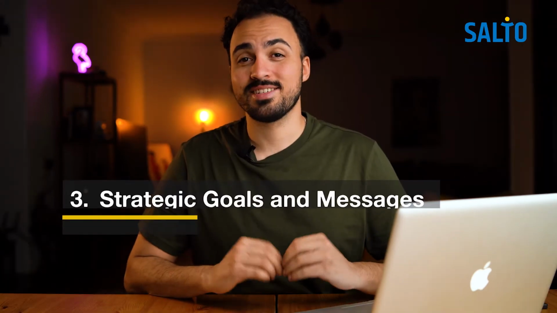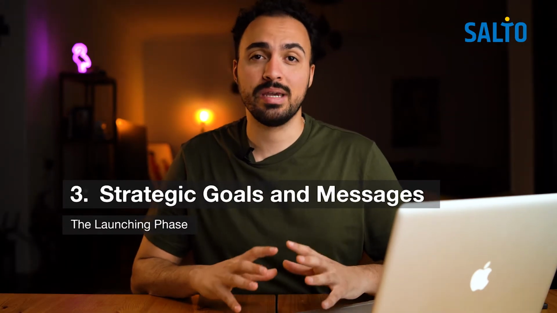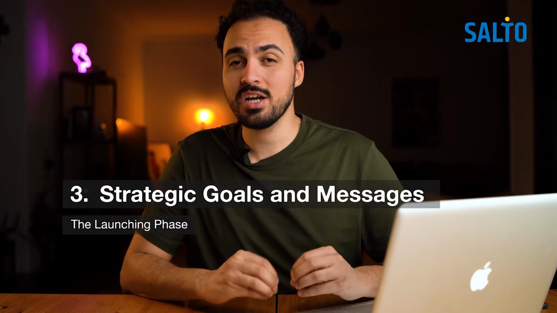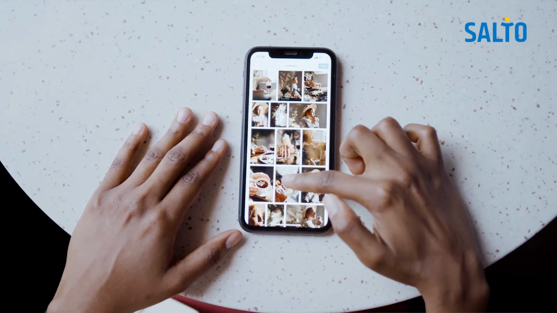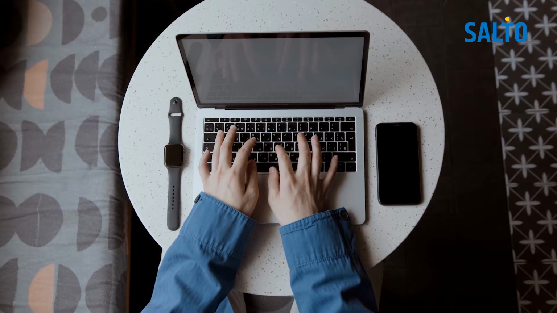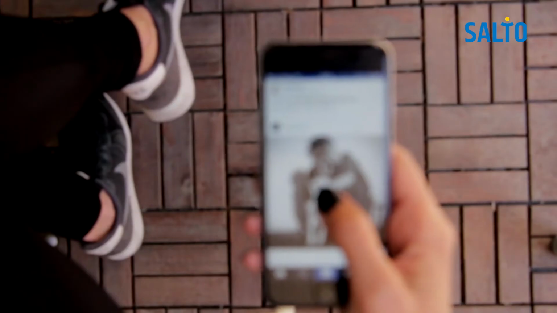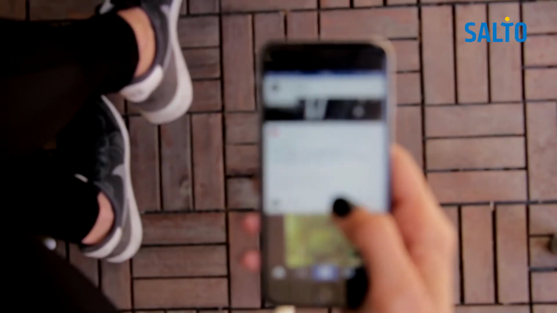Moving on to setting strategic goals and creating campaign messages. But the question is, why should you set goals for your content marketing? A lot of organizations create content that gets lost and their audience would never see. Following the guidance of a specific marketing strategy would help increase the chance for your audience to consume your content to help achieve your goals.